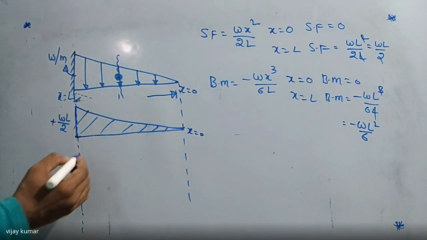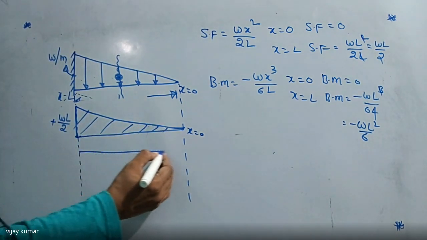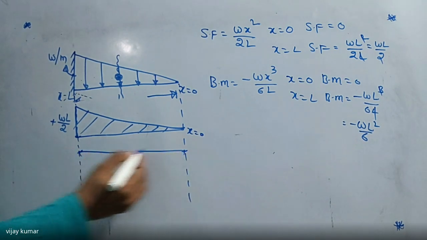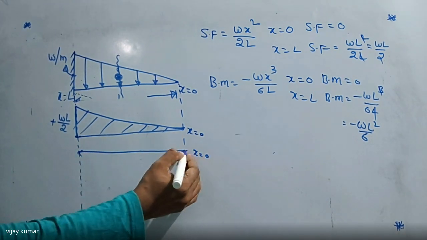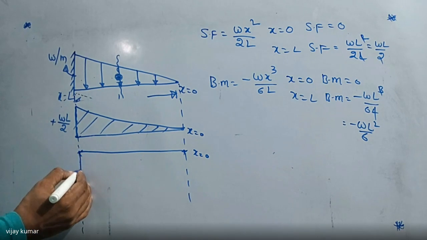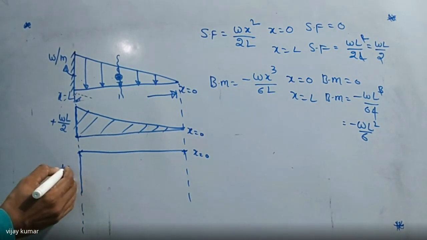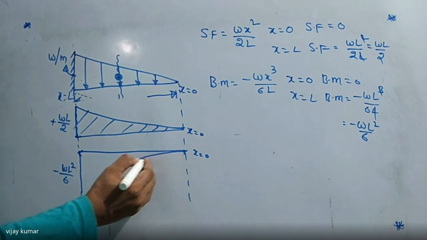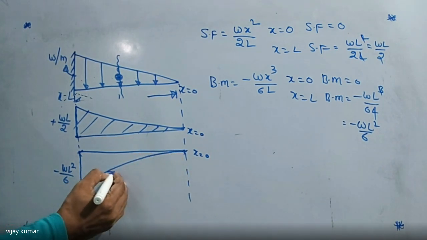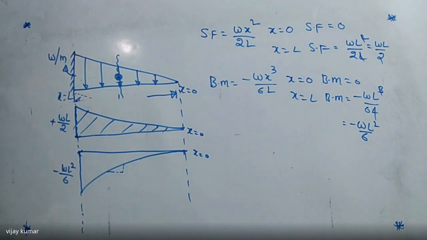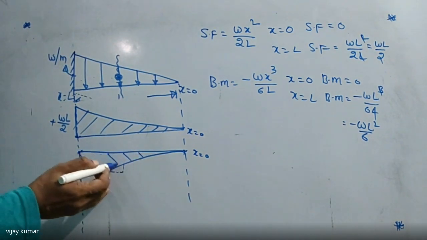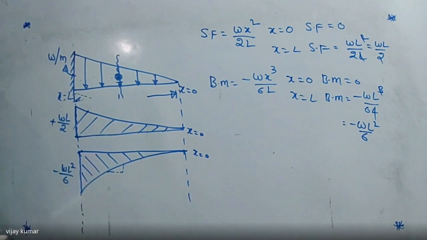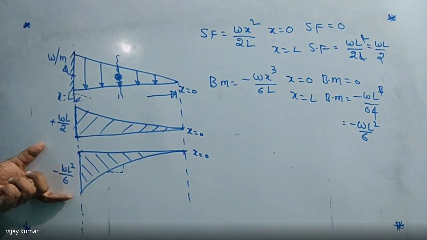So you got it. Now I'm going to draw the bending moment diagram. At x equal to 0, bending moment is 0. But at x equal to L, we are getting the bending moment WL square by 6, which is negative. I'm going to join this with a cubic curve. So the slope is different from the parabola. Only the slopes are different, so it is a cubic curve. In case of uniformly distributed load, the bending moment diagram is a parabola.